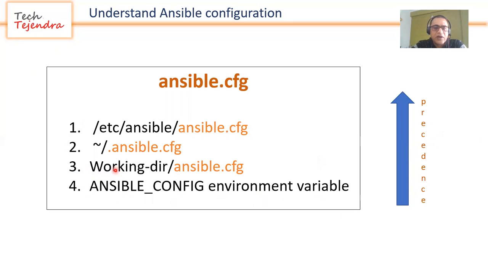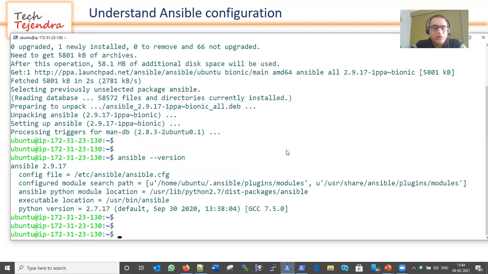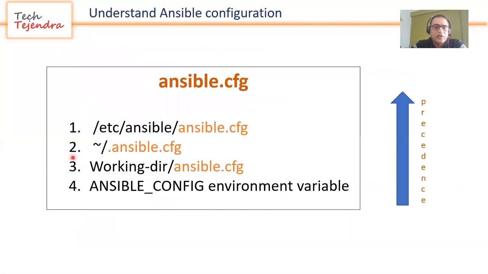Then number three, your working directory. If you are executing your Ansible command inside your working directory, and in this working directory the Ansible configuration file is present, then it will pick from here. And then the third preference is the Ansible file in your home directory, and finally the default one. But the recommended way is the third one. You should have your Ansible configuration file in your working directory. That is the recommended way by Red Hat Ansible, so we will also follow this third step.